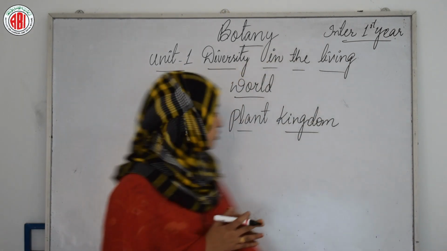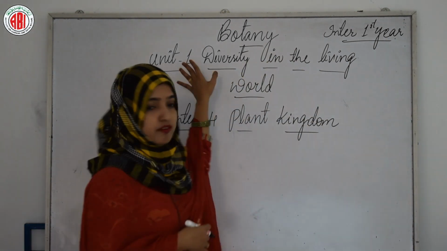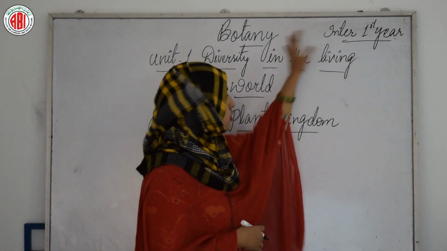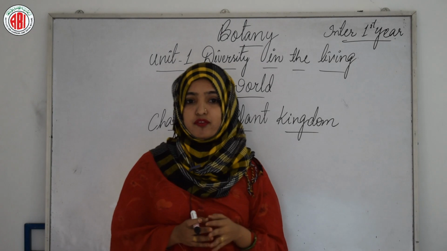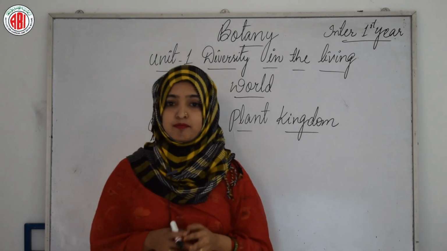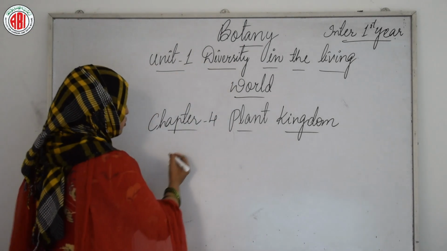Today we are going to complete the fourth chapter of Unit 1 of Inter First Year Botany, and the name of our chapter was Plant Kingdom, and today we are going to learn the third part of it, that is related to pteridophytes.